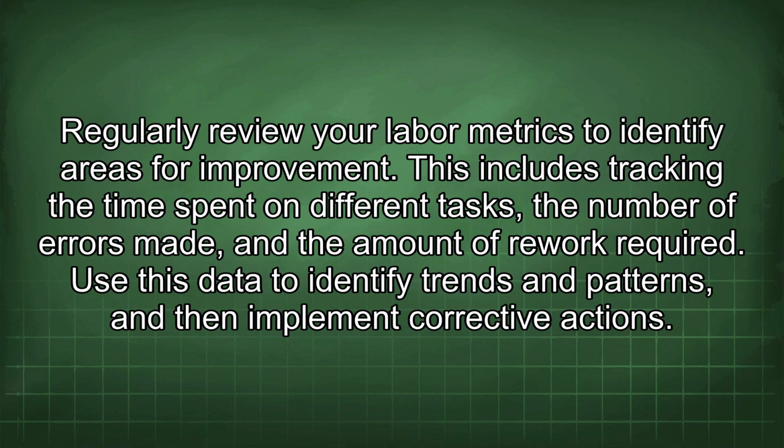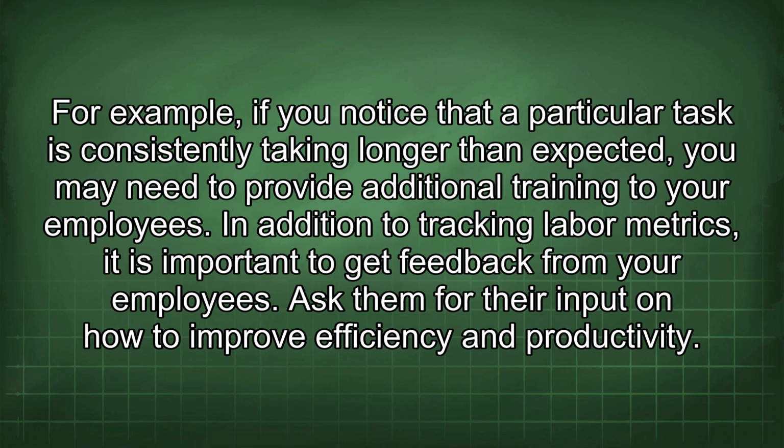Regularly review your labor metrics to identify areas for improvement. This includes tracking the time spent on different tasks, the number of errors made, and the amount of rework required. Use this data to identify trends and patterns, and then implement corrective actions. For example, if you notice that a particular task is consistently taking longer than expected, you may need to provide additional training to your employees.